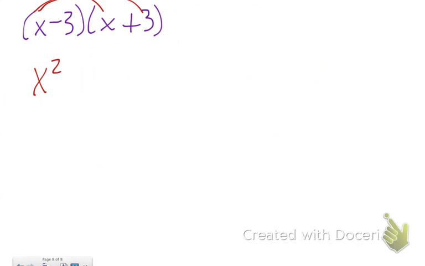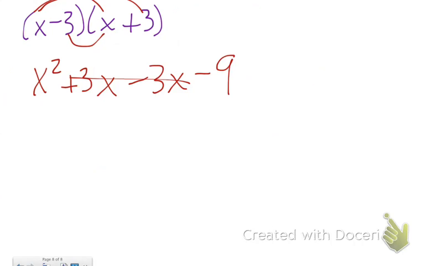So to show you one more example of that, if we do x minus 3 times x plus 3, watch what happens. Again, I get x squared plus 3x minus 3x minus 9. Those cancel, and I'm just left with x squared minus 9.